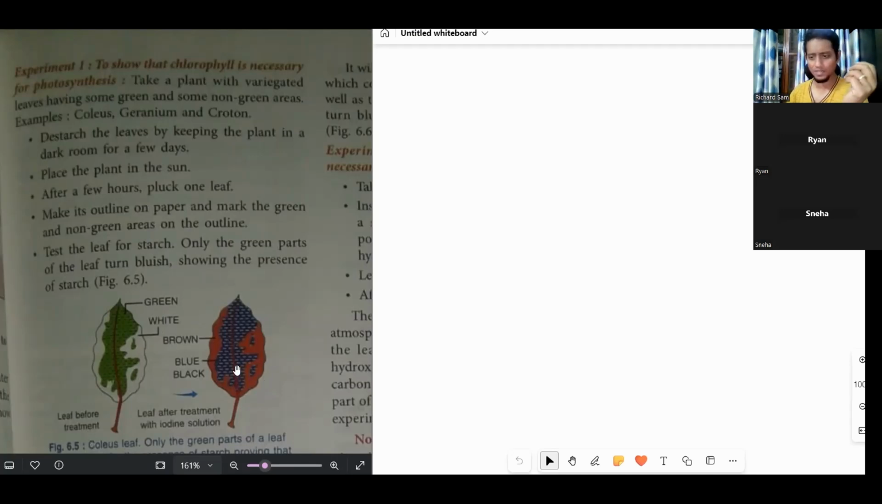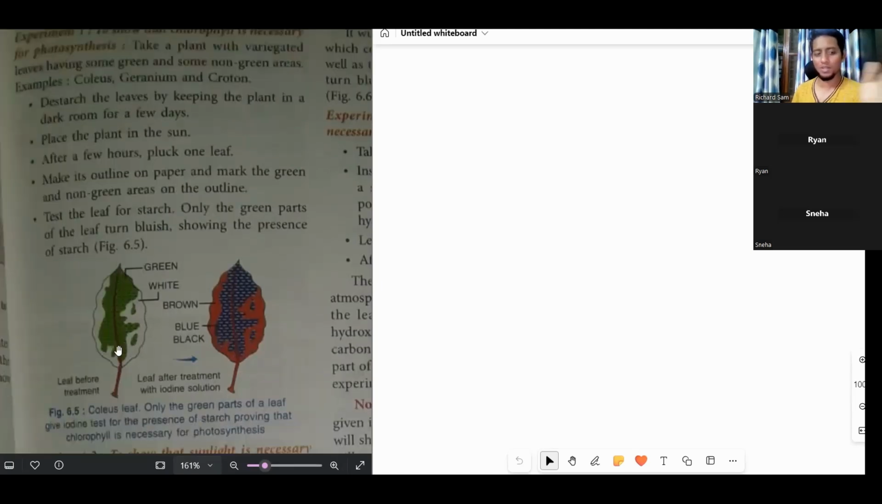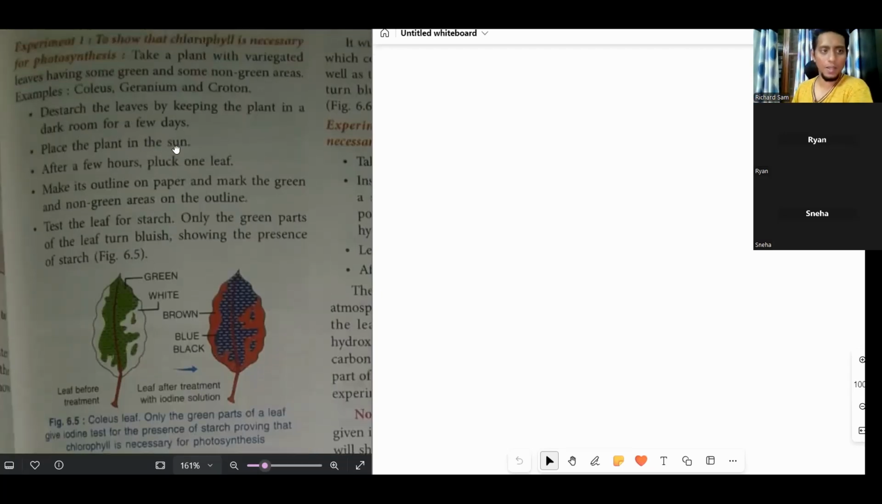Have you seen these leaves? This is before the treatment and this is after the treatment. Whatever it is, a leaf which is part green and part blue or part red or something like that. They have these designer plants which look very beautiful because the leaves have different colors in them. You've seen these plants? Yeah. So that's a plant with variegated leaves.